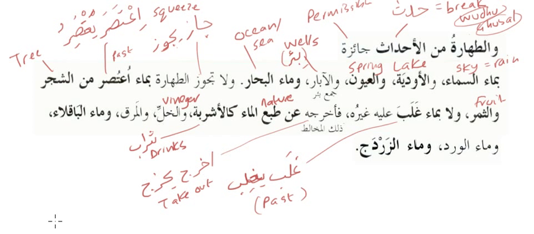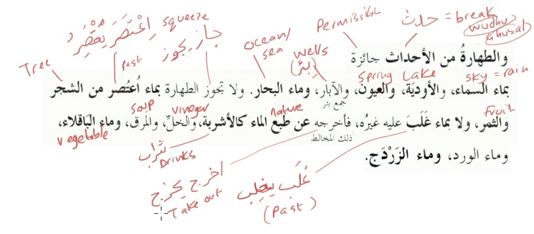Let me show you an example of vinegar. One second, let me just do this first. Maraq is soup. Ma' al-baqilla is water of cooked vegetables. Cooked vegetables are called baqilla. Ma' al-ward is rose water. Ma' al-zardaj is safflower water.